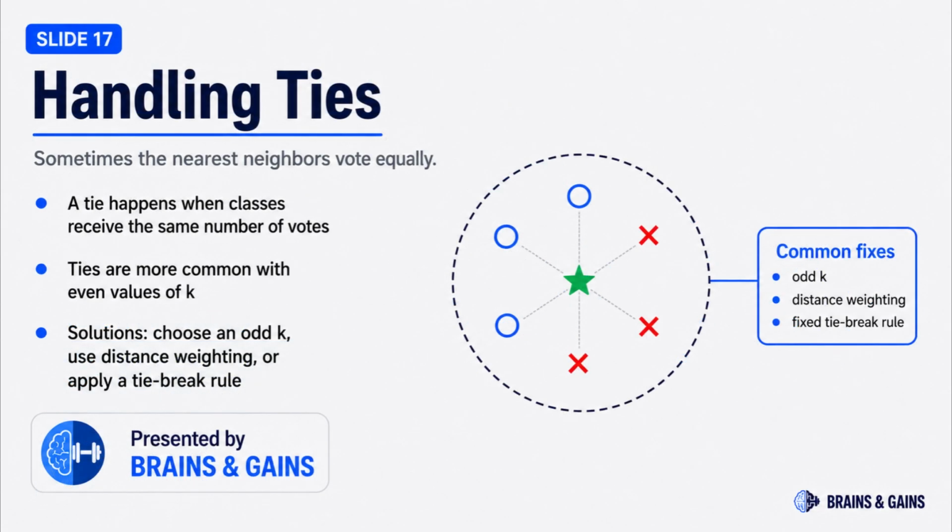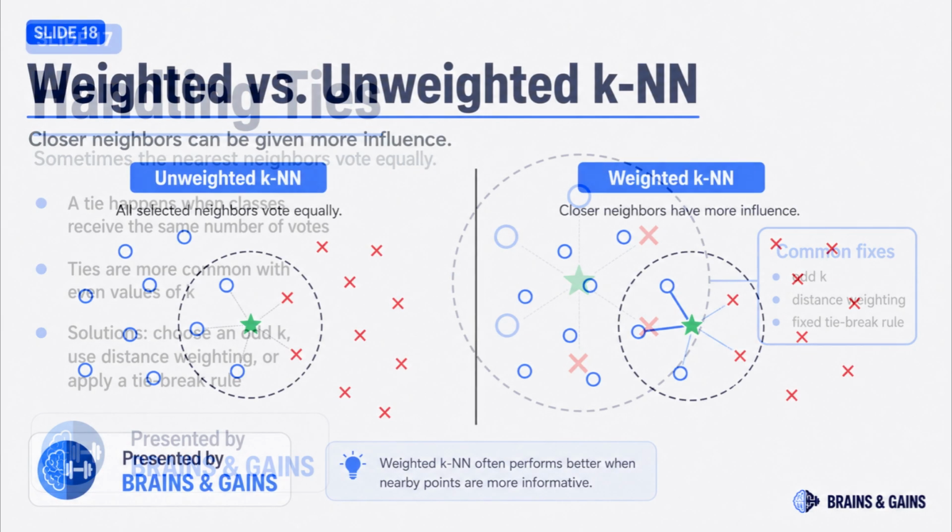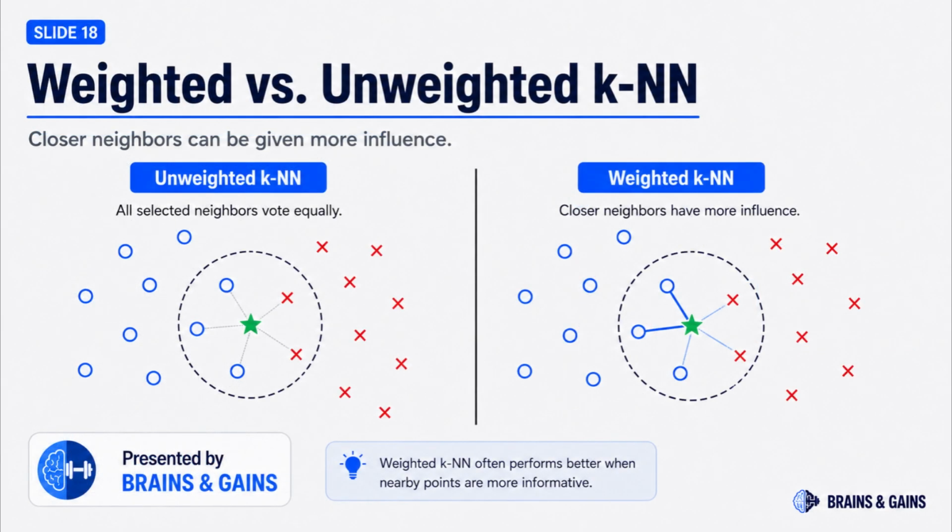Classification can produce a tie when multiple classes receive the same number of votes. Common solutions include choosing an odd k, using distance-weighted voting, or applying a consistent tie-breaking rule. Standard KNN gives every selected neighbor equal influence. Weighted KNN gives closer observations more influence, which can improve predictions when nearby points are more informative than farther neighbors.